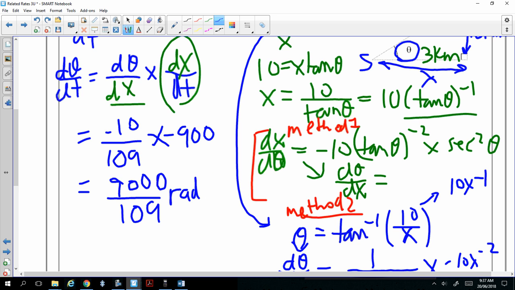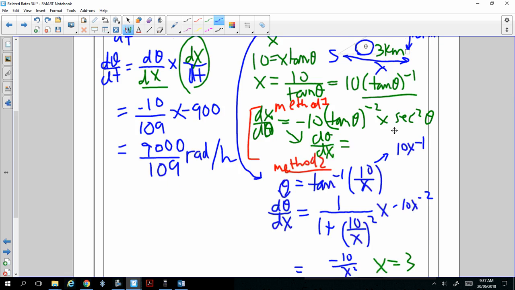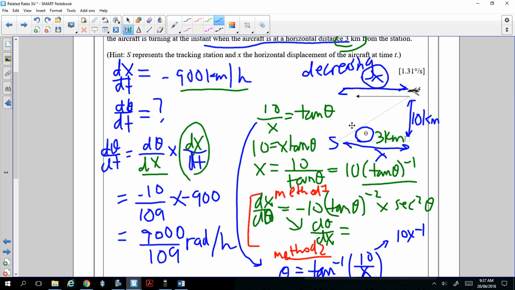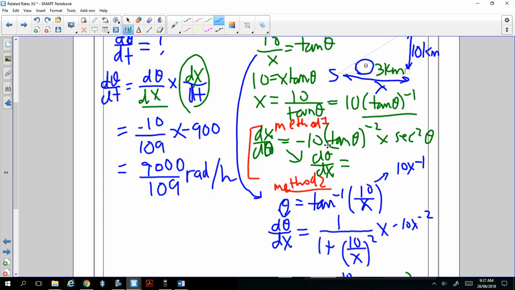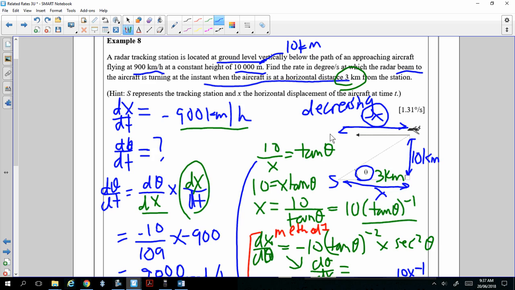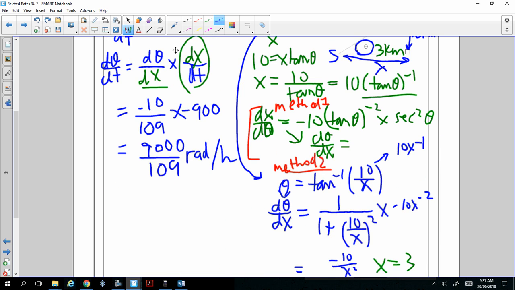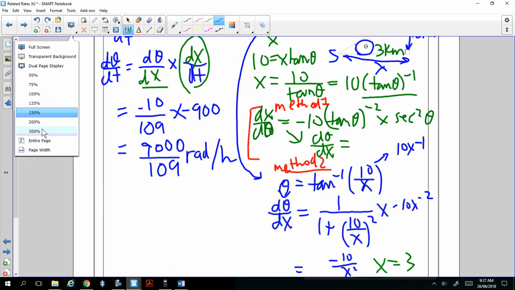So as the aircraft approaches, the angle increases, isn't it? It turns to the left. But the question asks you to find degree per second. So let's turn that to degree per second. But before we do that, let's turn it to per second first. To turn it into per second, you have to divide by 3,600 seconds in 1 hour. So divide that by 3600. 5 over 218.